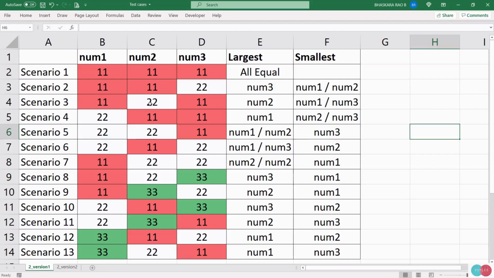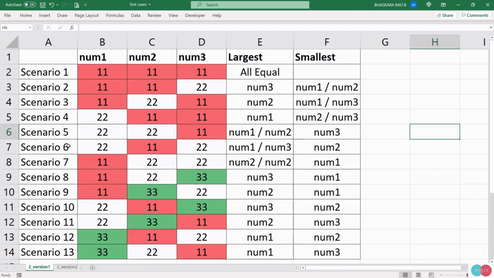In the third scenario, the second number is largest and the first number and third number are smallest, but both of them are lesser than this. And in scenario 4, the first number is largest, and the second and third are smallest. In the fifth scenario, here we are going to change, which means there are two largest, the first or second being the largest, and the third number is the smallest.